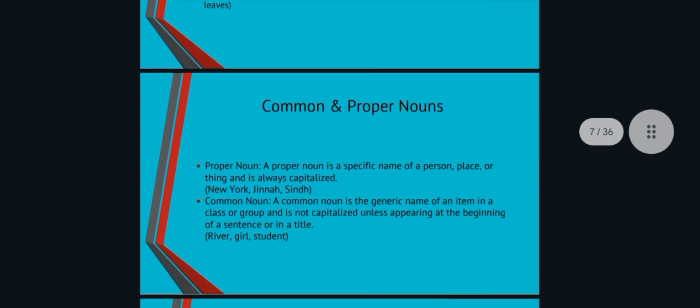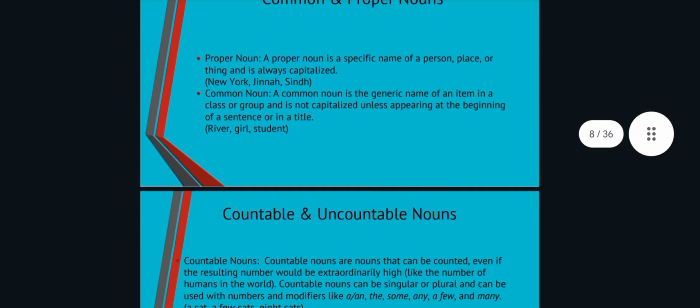Common and proper nouns. A proper noun is a specific noun of a person, place, or thing and is always capitalized: New York, Jinnah, Sindh. A common noun is the generic name of an item in a class or group and is not capitalized unless appearing at the beginning of a sentence or in a title, like river, girl, student.